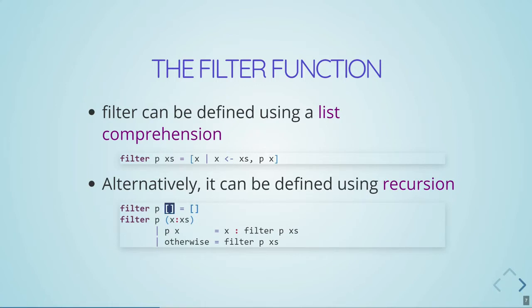So if we're filtering an empty list, we just return the empty list. Otherwise, we're going to use guards here, and we're going to say if p of x, then we keep x and we keep filtering the list. Otherwise, we just continue filtering the list.